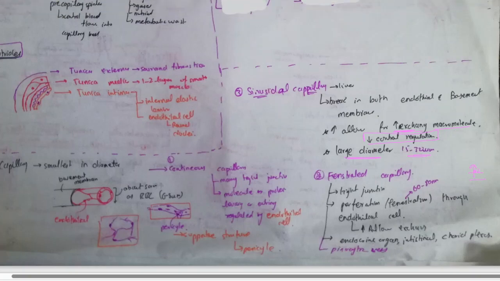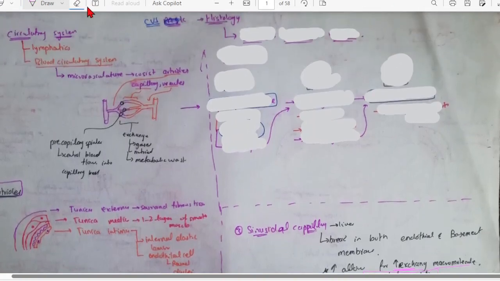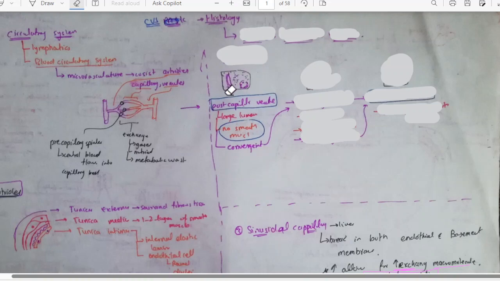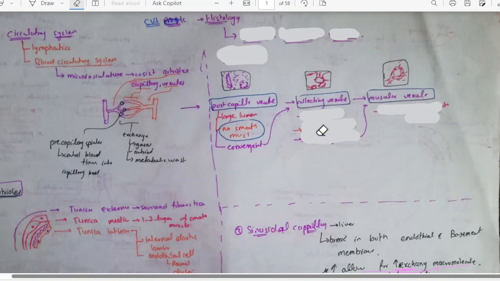Arterioles. Now come here, and after that this is the capillary. Now we explain the structure after the capillary. So this is the post capillary venule. It has a large lumen and no smooth muscle. When these post capillary venules combine, they form a collecting venule, and when collecting venules combine, they form a muscular venule. The collecting venule has a large lumen with no smooth muscle, converging into the muscular venule, and the muscular venule has 1 to 2 layers of smooth muscle.